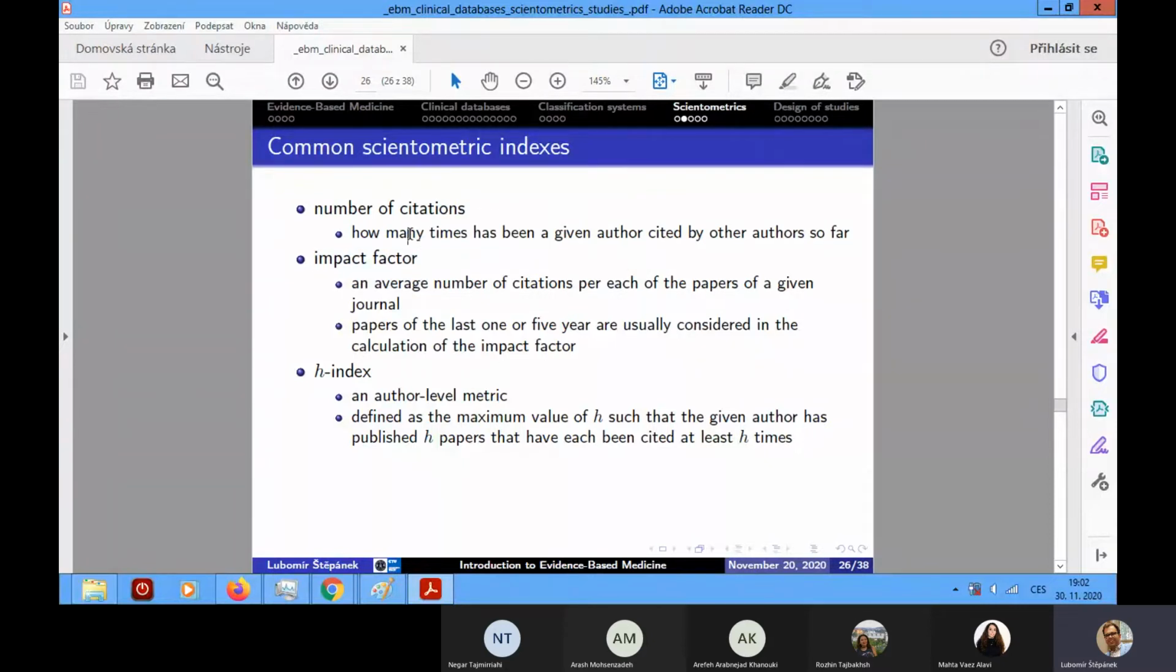Impact factor. It is the average number of citations per paper of a given journal. A journal usually has several volumes per year, and each volume contains, let's say, 20 papers. If we have 6 volumes per year, it means that we have 120 papers in one year.